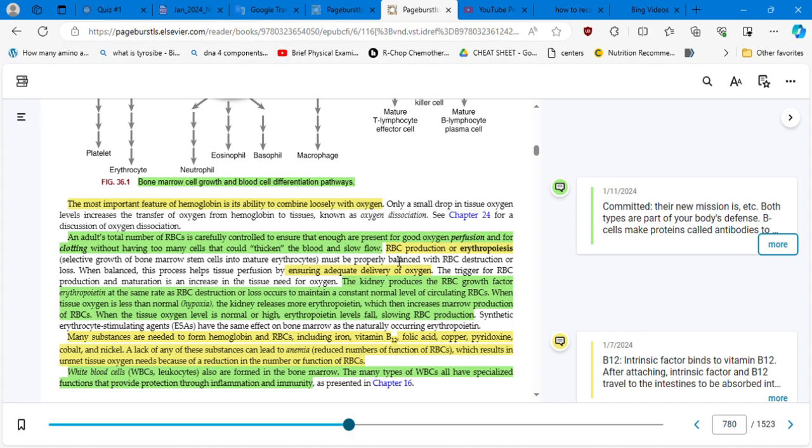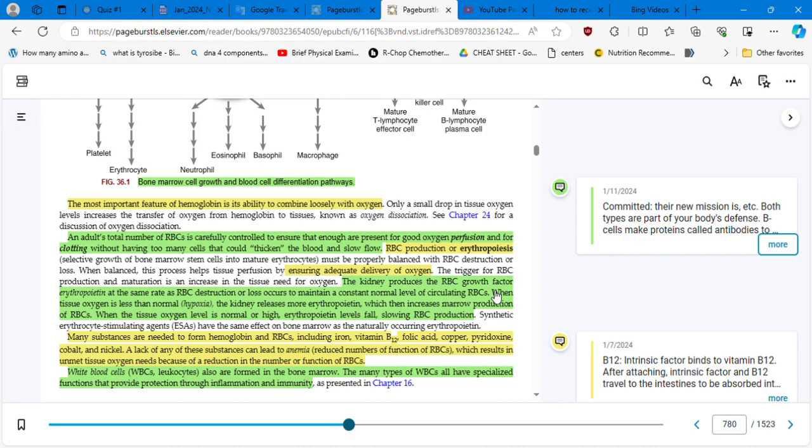So we have the RBC production. Erythropoiesis is coming from the marrow. And we know that the RBC helps with tissue perfusion and helps us with the adequate delivery of oxygen. The kidney produces the RBC growth factor erythropoietin. We know that at the same rate as RBC destruction or loss occurs, to maintain a constant normal of regulated RBCs. So as many RBCs are dying, many RBCs are produced through the erythropoietin growth factor.